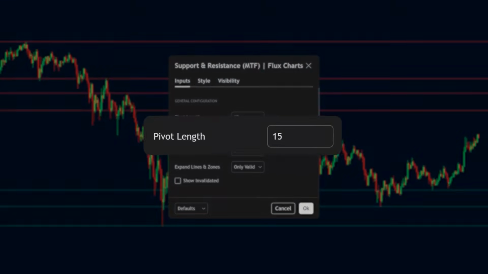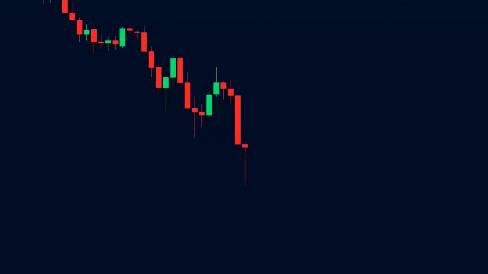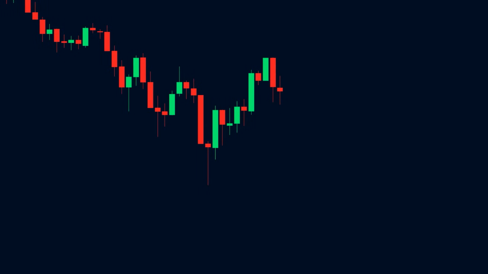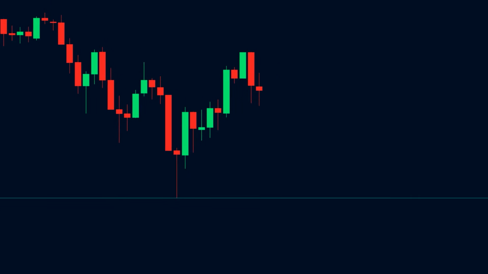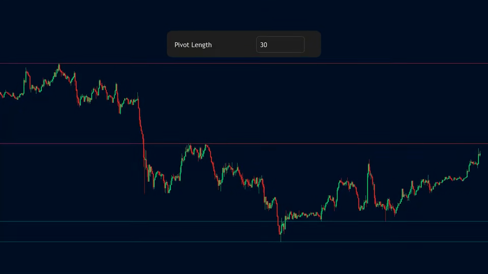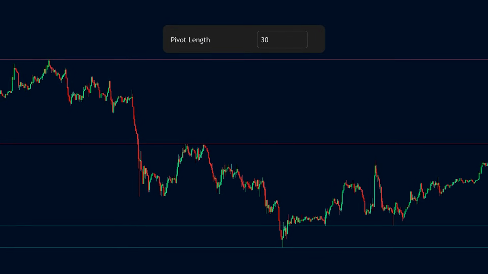The first setting is pivot length. This controls how swing highs and swing lows are detected. If pivot length is set to 10, the indicator looks 10 candles to the left and 10 candles to the right of a candle. For a swing low to form, that candle must have the lowest low, and price must fail to break below it for the next 10 candles. Only after that happens does the pivot become confirmed. Lower values produce more pivots and more levels. Higher values produce fewer pivots, but each one represents a stronger rejection and a more meaningful level.